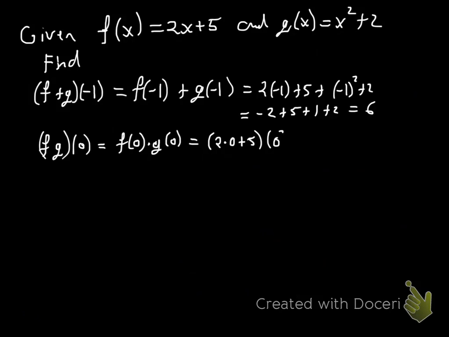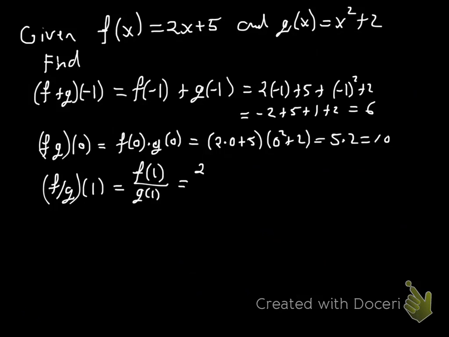2 times 0 plus 5, and 0 squared plus 2. It'll be 5 times 2, which is 10. We'll do one more, a quotient here. We'll do f divided by g of 1. That means f of 1 divided by g of 1. So we plug in 1 for the f function and the g function, and then divide them. We get 7/3 when we're all done. So not terribly difficult, just got to be a little bit careful.